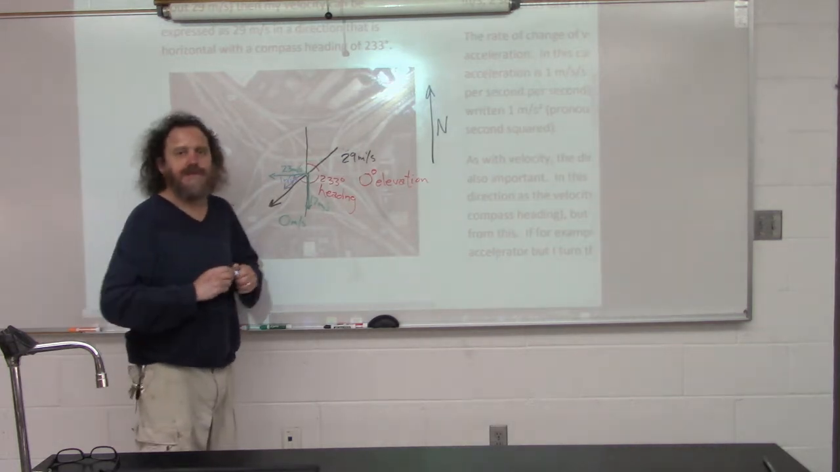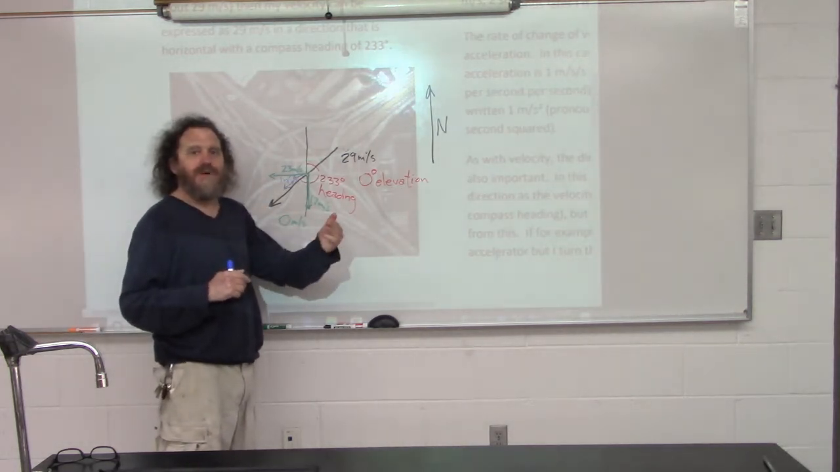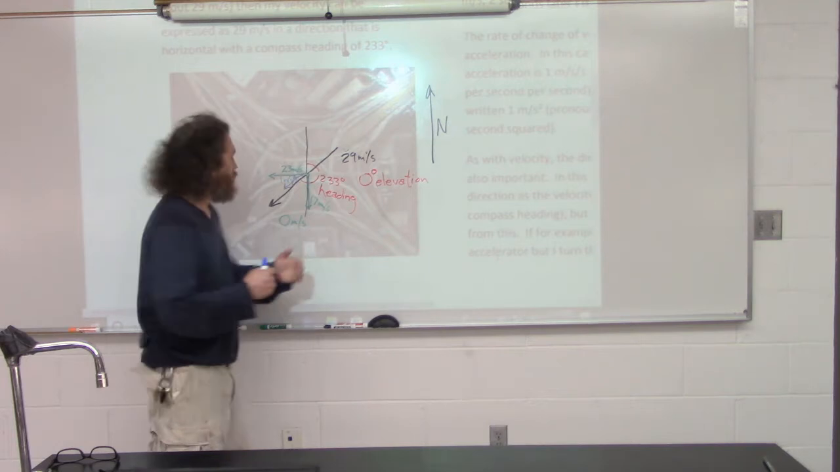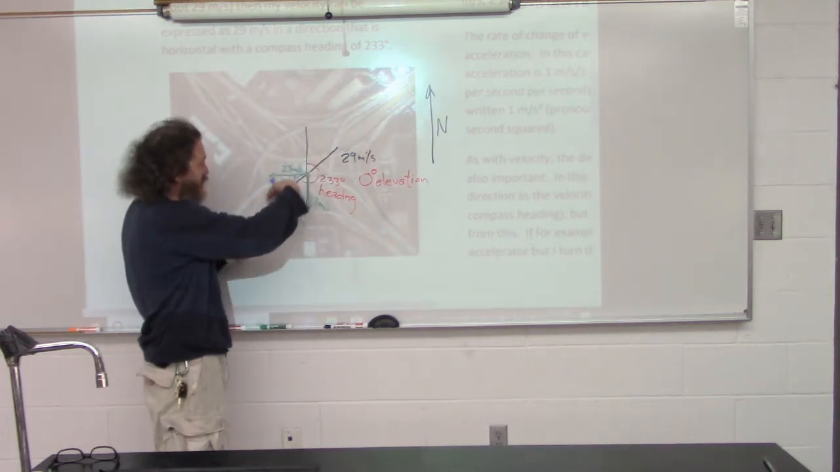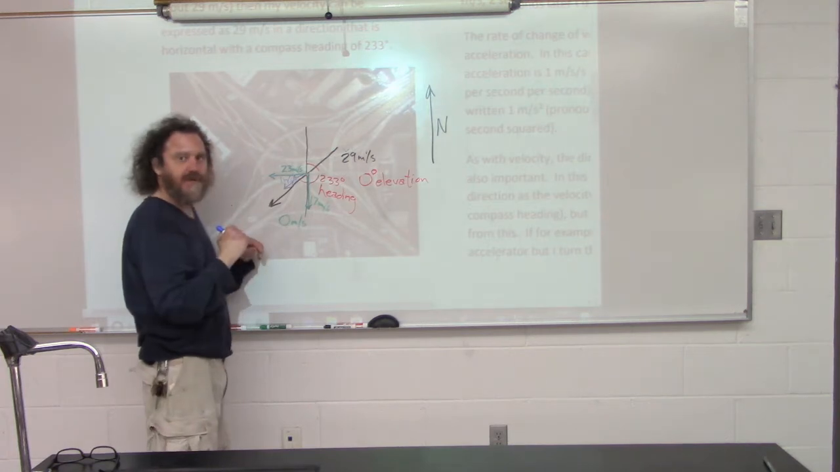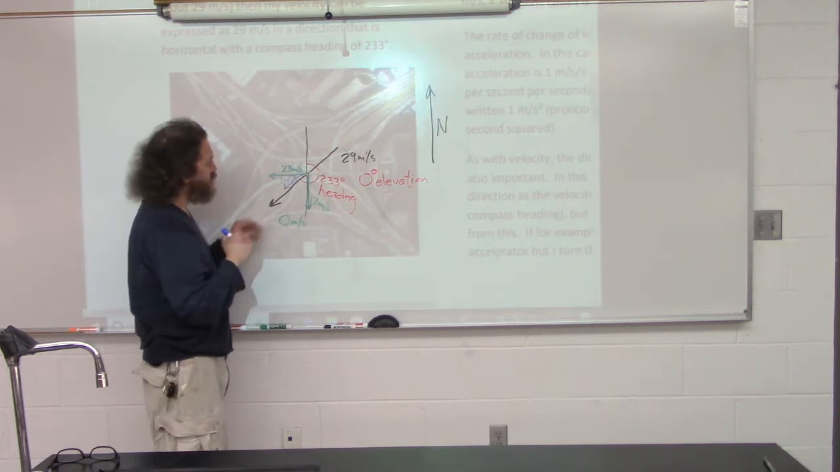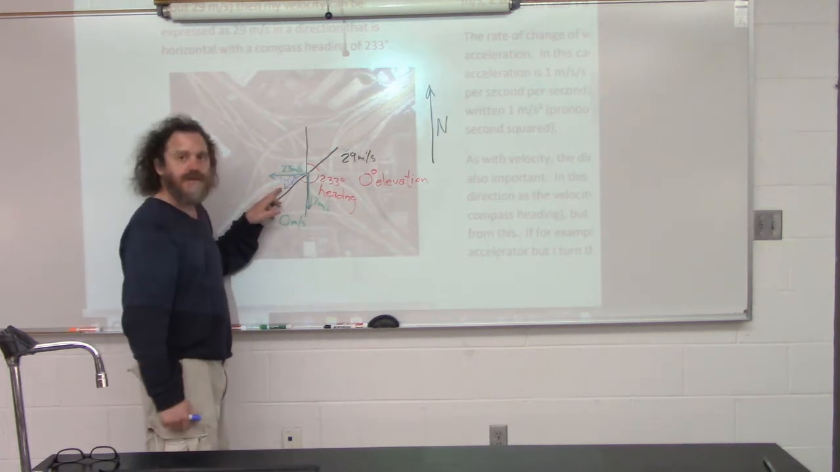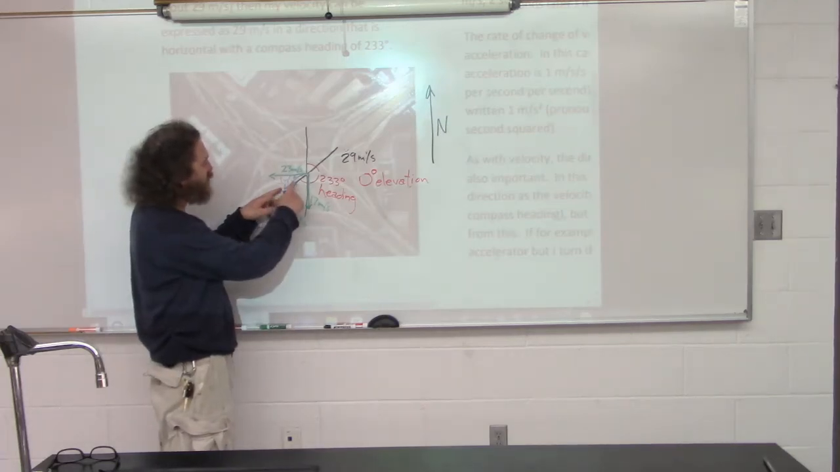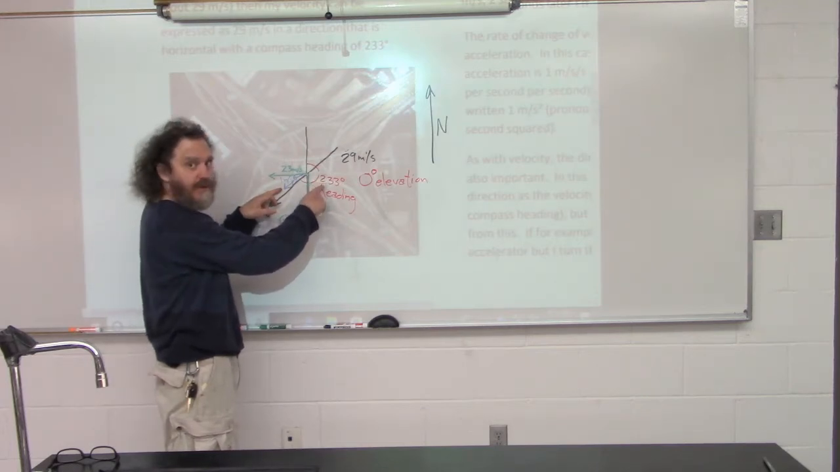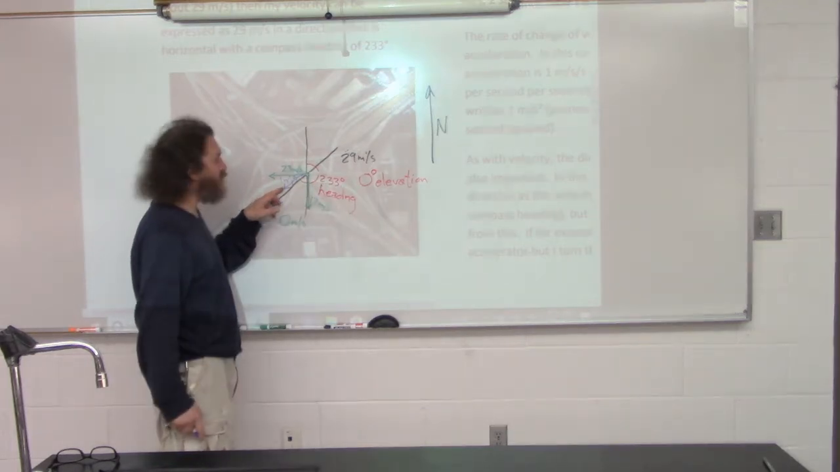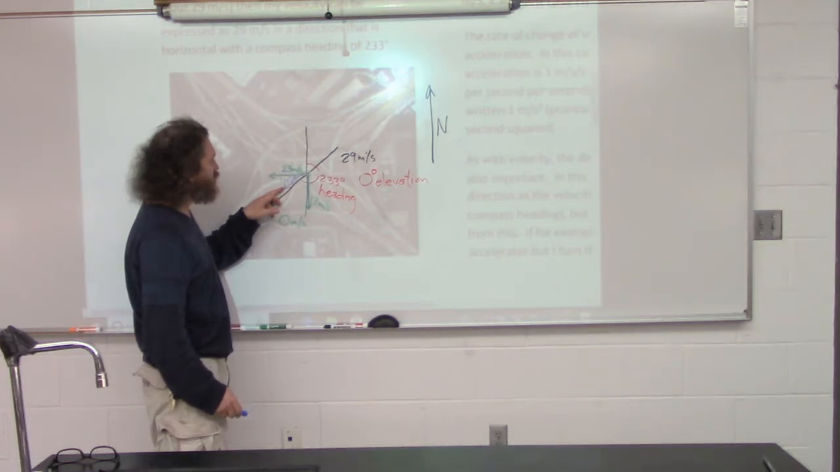In other words, I'm changing my speed by 1 meter per second every second, and I'm doing so in that same direction. In other words, I'm gaining that much velocity in that direction at that rate. So again, this is another quantity that requires 3 numbers, 1 meter per second at a heading angle of 233 degrees in 0 elevation. So that's my acceleration.